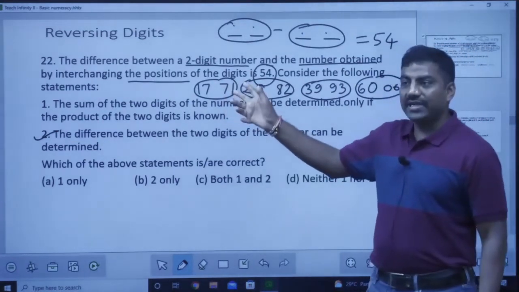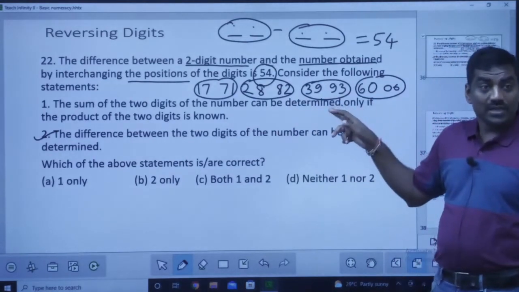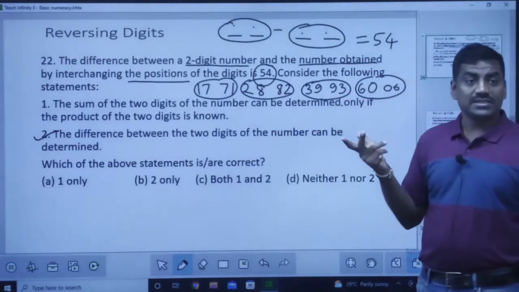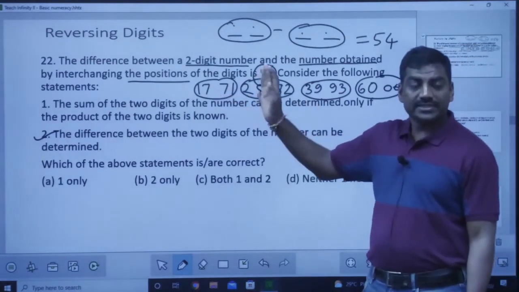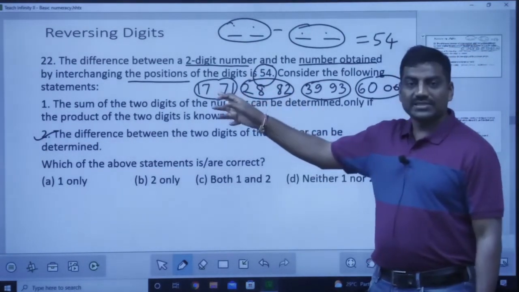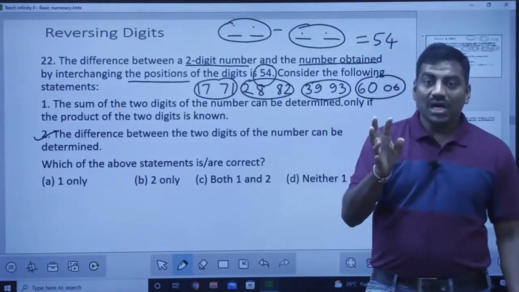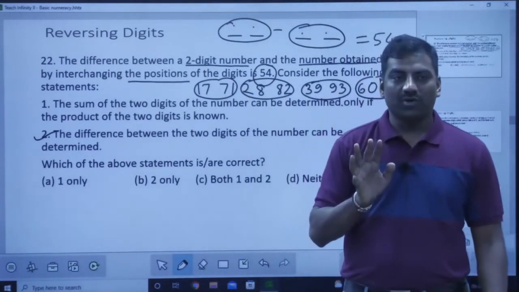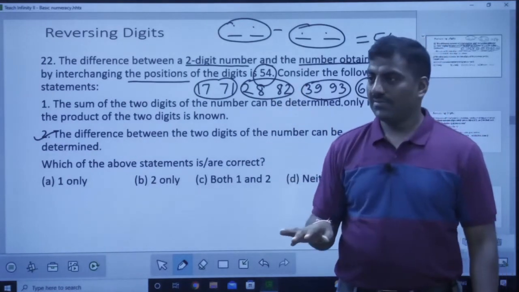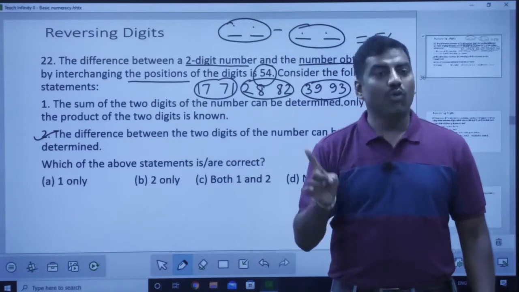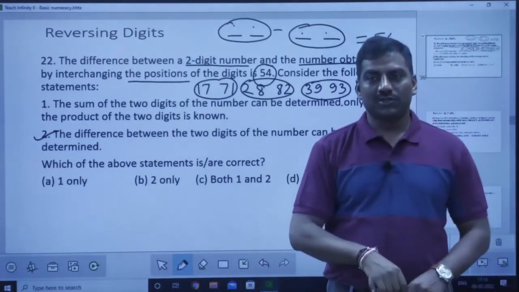Here 1 plus 7 is 8. Here 2 plus 8 is 10. 3 plus 9 is 12. 6 plus 0 is 6. But if you take the difference, it is common for all: 1 minus 7 or 7 minus 1. So the sum of the digits cannot be found out unless one more piece of information is given. If they give one more piece of information, then we can find out the sum also.